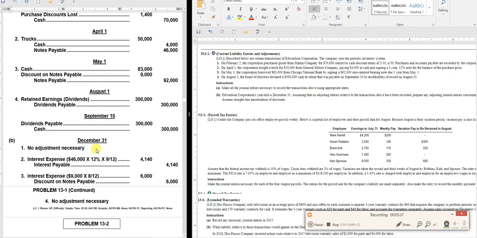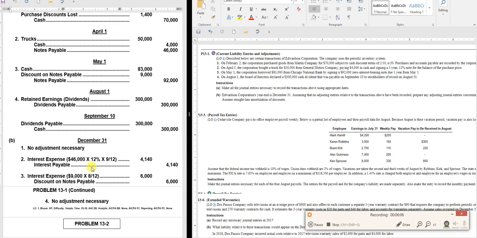The next one, the adjusting entry of the truck is principal, which is always the face of the note, times rate, which is 12%, times time. It's from April 1st, so April through December, if you count them off, that's 9/12. Sometimes you can just say it's everything but January, February, and March. So principal times rate times time is 4140, so I have interest expense, interest payable.